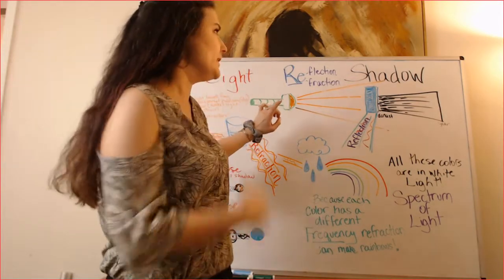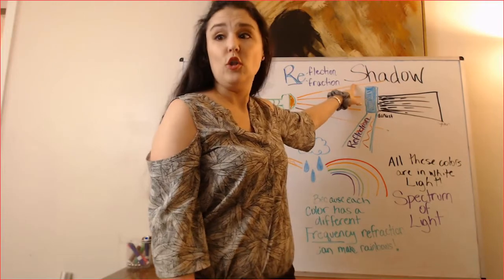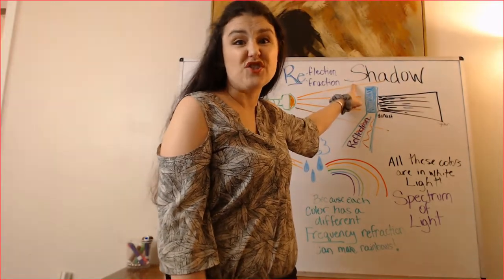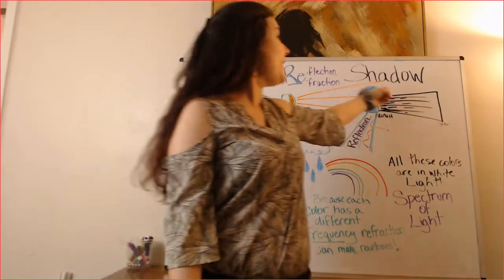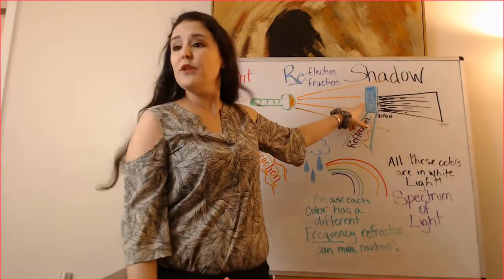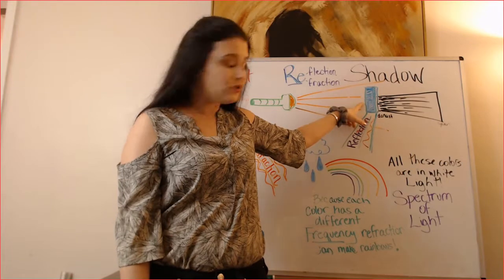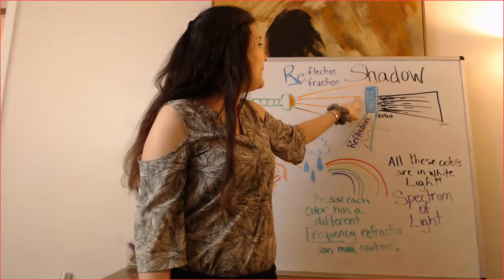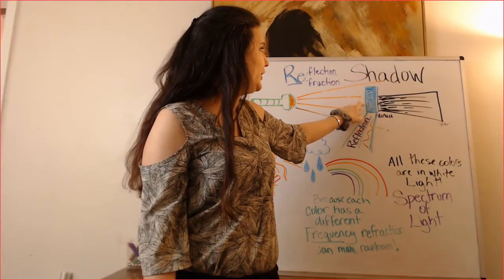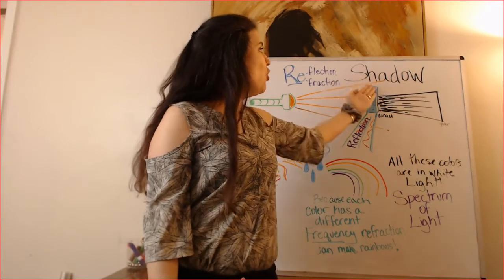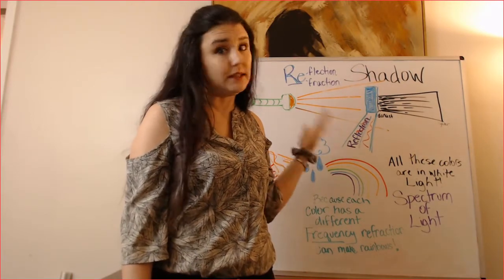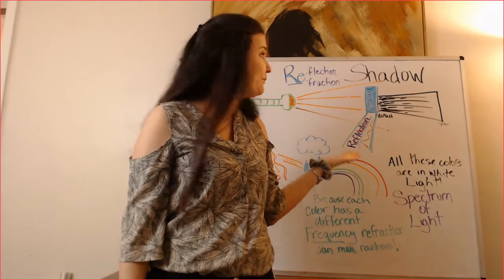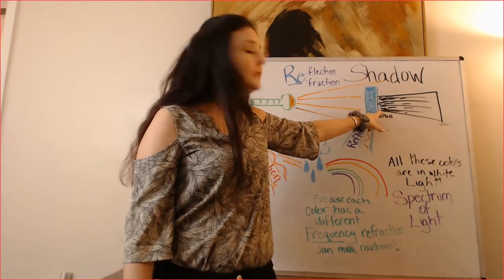All right, my friends. Now, let's talk about shadows. Shadows are just the absence of light. It's where the light gets blocked. So, assuming my little object right here is opaque. Opaque means the light doesn't go through it, right? So it's going to cast a shadow.